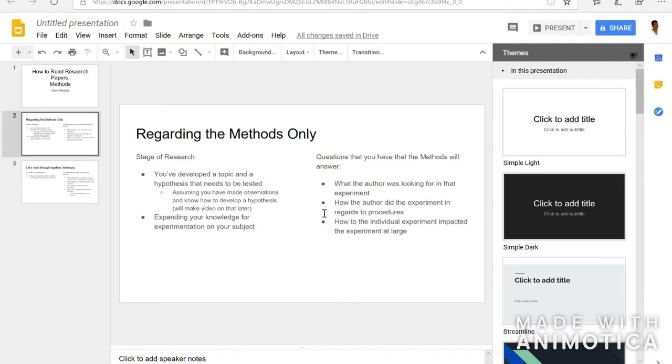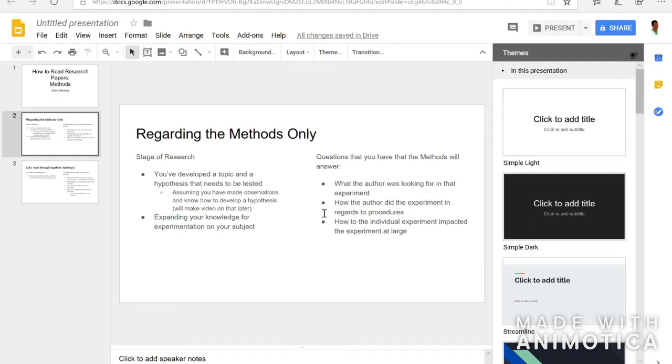Okay. So regarding the methods, when you're going into the methods, you've already developed some background information as to what you want to do and what question you want to answer. So you've already done all your readings, and then you sat and thought, based off this information, I've generated this hypothesis. And now you're trying to see, how can I test this hypothesis? Well, in order to test that hypothesis, you need to run experiments. So that means you need to see what experiments can I run to actually answer and test the hypothesis?